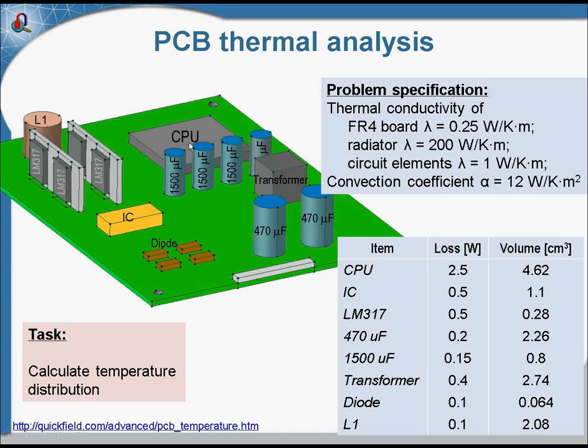There is the main processor, and the main processor losses are 2.5 watts. There are capacitors, and the capacitors losses are 0.15 watts. There is the transformer, the diode, the coil, and other capacitors, and there is the integrated circuit. Again, our task is to calculate the temperature distribution.